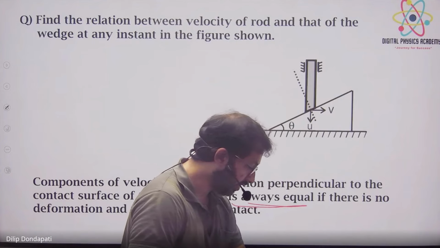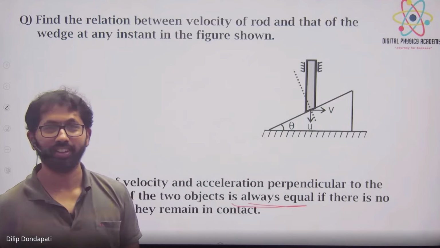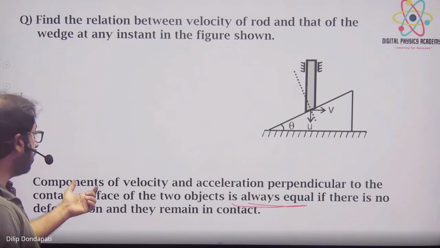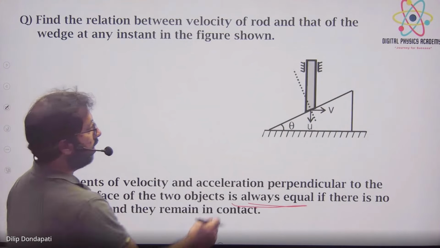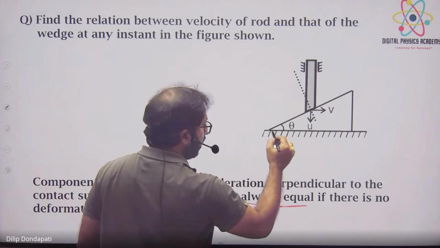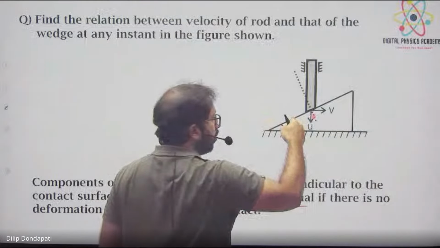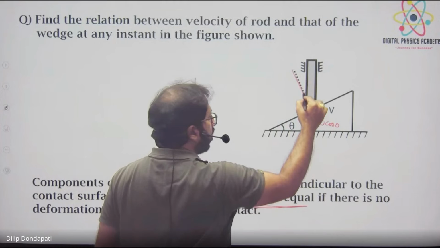You got it? Let's see, this is the formula you're telling, right? You'll get v sin theta is equal to u cos theta. Understand this sentence always: the component of velocity and acceleration perpendicular to the surface of contact. This is theta, this is 90, this is 90 minus theta, this is theta. So what is the perpendicular component? The perpendicular component of u is u cos theta. Along this component we have to find the velocities.